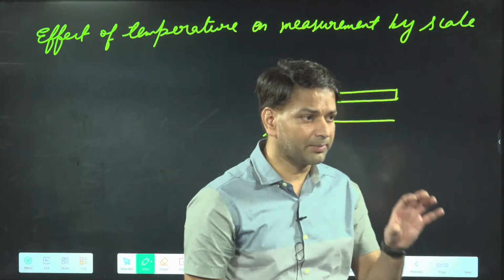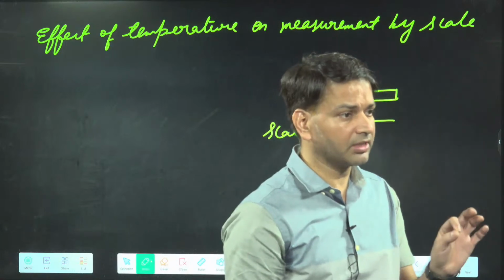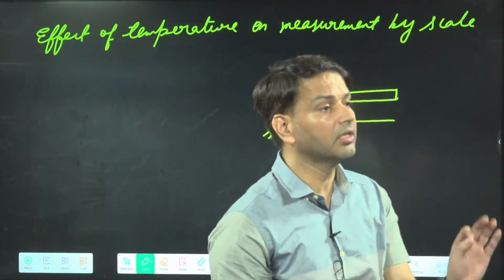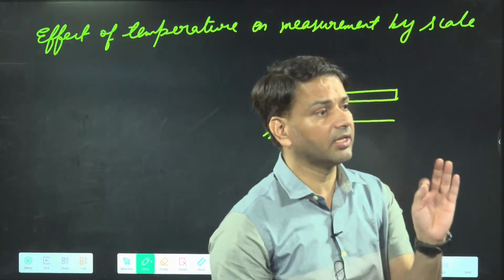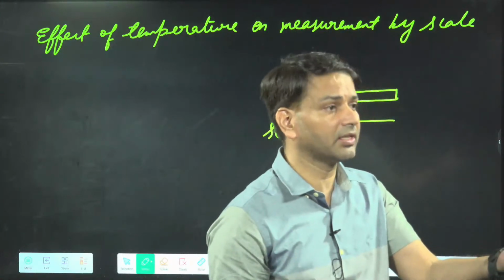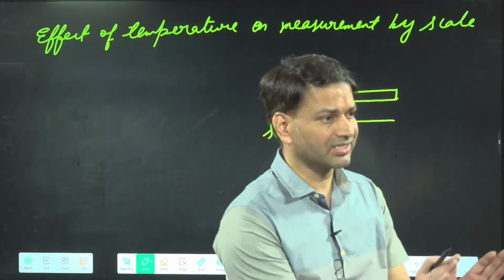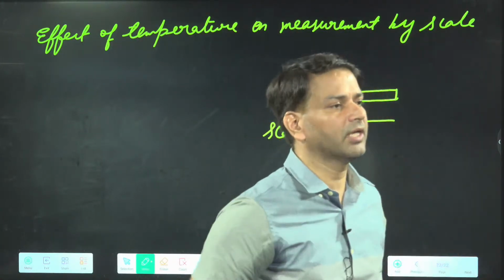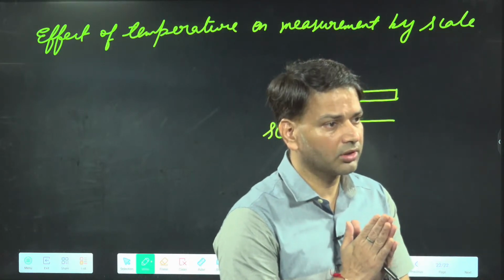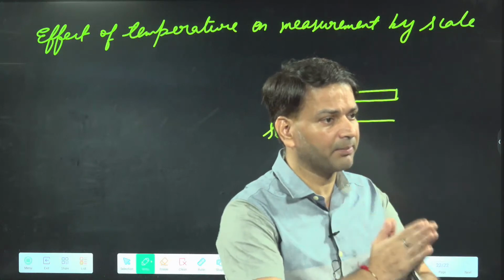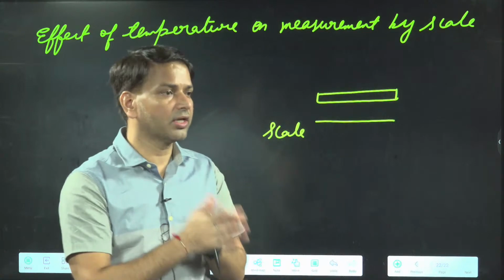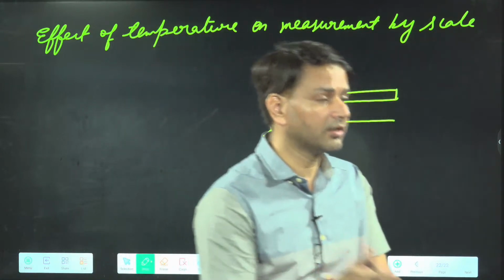Understood or not? What is a calibration temperature? It is the temperature at which any device was made, or the temperature at which it will give the right reading, because at the temperature at which you constructed it, it will give the accurate reading. So the calibration temperature is the temperature at which any device will give the correct reading, or at which it was constructed.